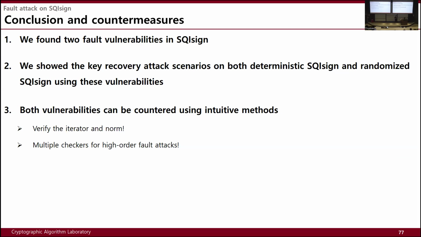So, conclusion: we found two fault vulnerabilities in SQISign and showed key recovery attack scenarios on both deterministic and randomized SQISign using these vulnerabilities. And both vulnerabilities can be countered using the intuitive method of checking that the iterator and the norm have the expected size at the end of the computation. And when you consider higher order fault attacks, you just add more checkers to check whether the iterators and norm are right or wrong.